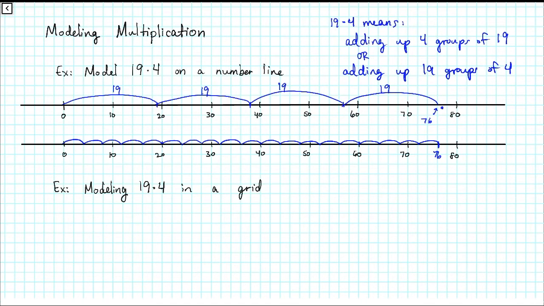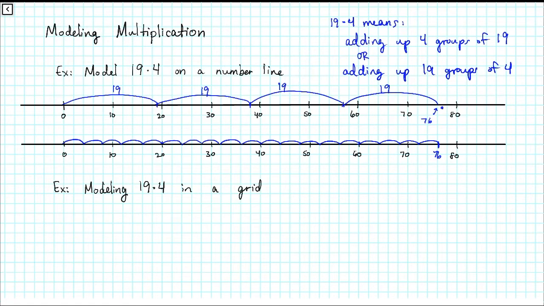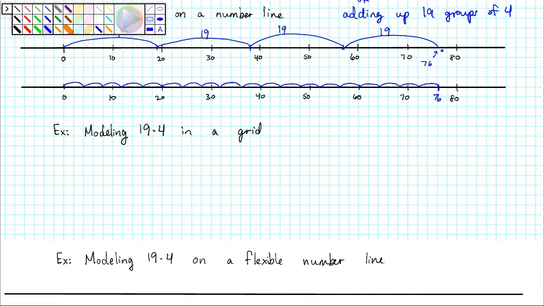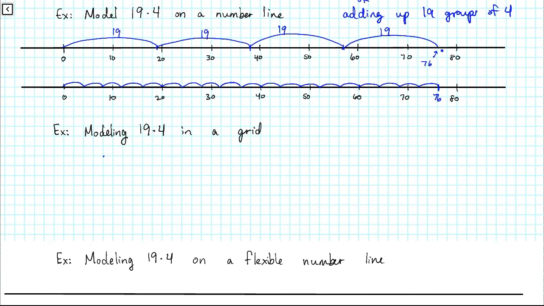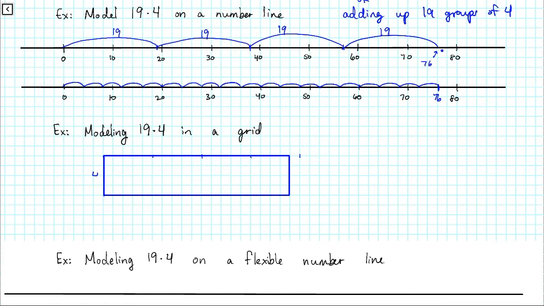One of the things that we have talked about is that modeling multiplication in a grid gets you both of those representations at the same time. So if I want to do 19 times 4 in a grid, I'm going to count out, here's 5, 10, 15, 20. So the 19 would be 1 short of that. Here's my grid of 19 times 4. And here we see that you can see 4 groups of 19 by looking at the rows. Here's 4 rows of 19. Or I can see 19 columns of 4.